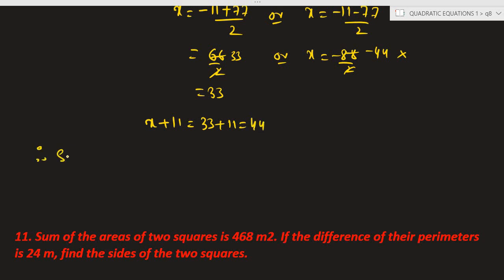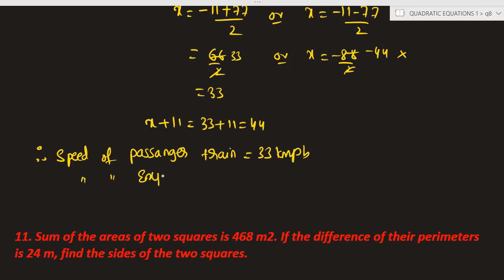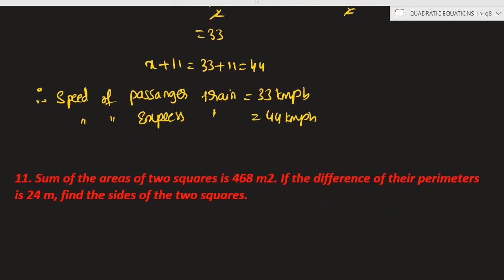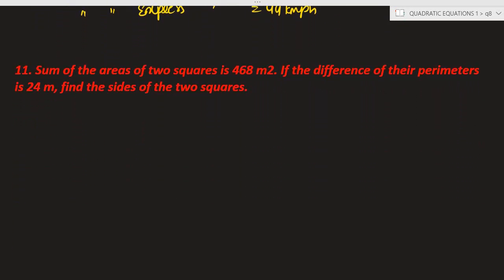Therefore, the speed of the passenger train is equal to 33 kilometer per hour, and the speed of the express train is equal to 44 kilometer per hour. This is the solution for the given problem. Now, let us move to the second question.